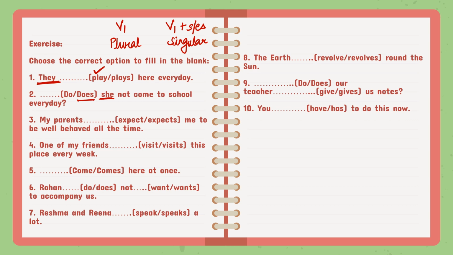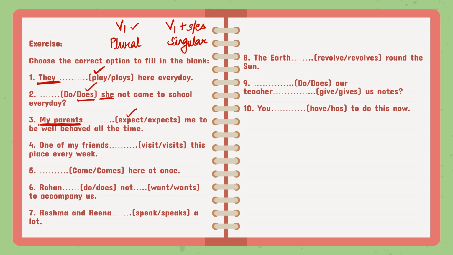So our answer will be, does she not come to school? Next is, my parents dash me to be well behaved all the time. Again over here, our subject is my parents, which is a plural subject. And with plural we use V1. So our answer will be expect, not expects. So our answer will be, my parents expect me to be well behaved all the time.